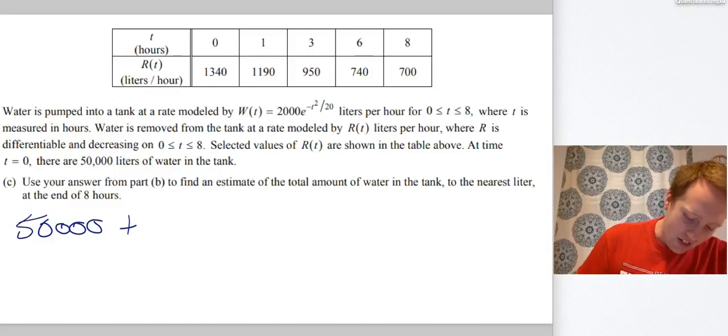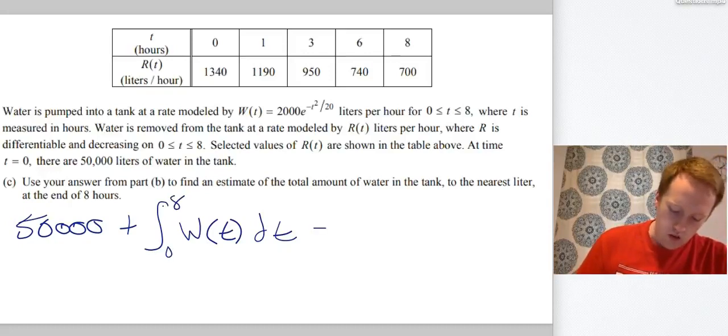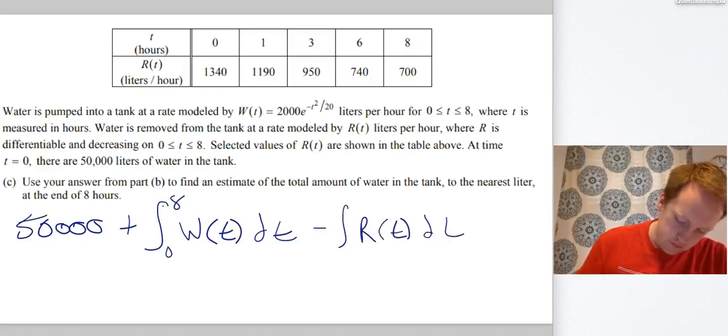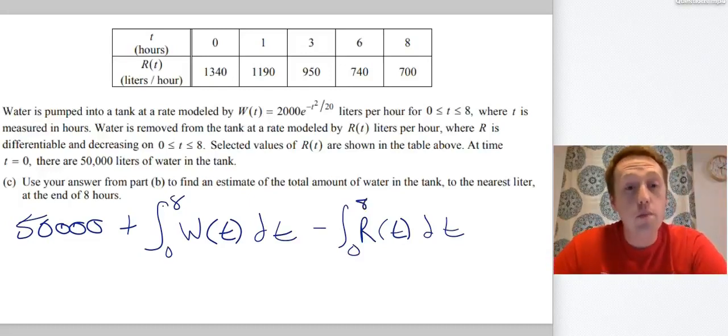Water is coming into the tank at the rate W of t. The interval should be 0 to 8. Water's coming out of the tank at a rate R of t. Okay, that represents it. That actually would be the value. Now, we don't know how to get the integral from 0 to 8 for R of t, but we just estimated it in part B, and that's what C is telling us to do. Use the answer from part B to find an estimate of the total amount of water in the tank.